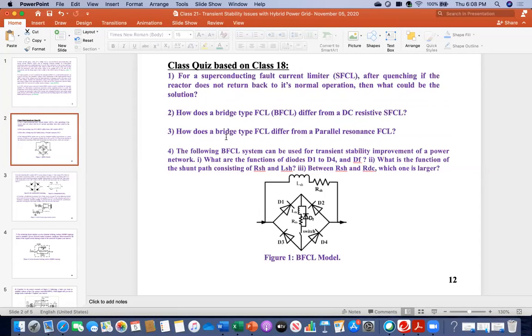Okay, so the first one, do you remember this class quiz? It is based on class 18, meaning at the end of class 18 there were some questions, and you all answered and submitted them the next day. I'm talking about that one. For a superconducting fault current limiter, SFCL, after quenching, if the reactor does not return back to its normal operation, then what could be the solution? So what did you write as an answer?